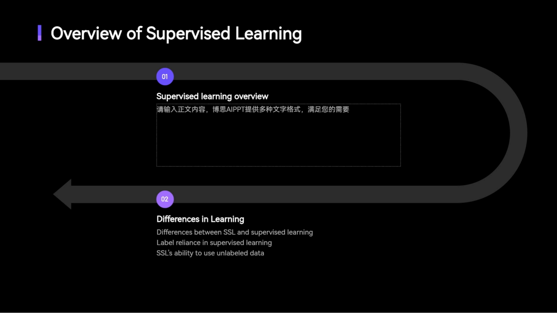This allows SSL to make use of large volumes of unlabeled data, a critical advantage when labeled datasets are sparse or expensive to curate. SSL models can then be fine-tuned on smaller labeled datasets to perform specific tasks like classification or regression, making them much more adaptable and cost-effective than traditional supervised learning approaches.